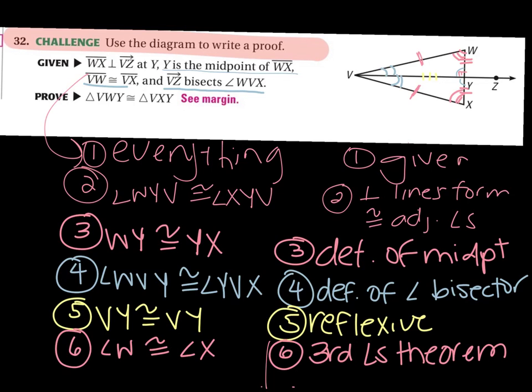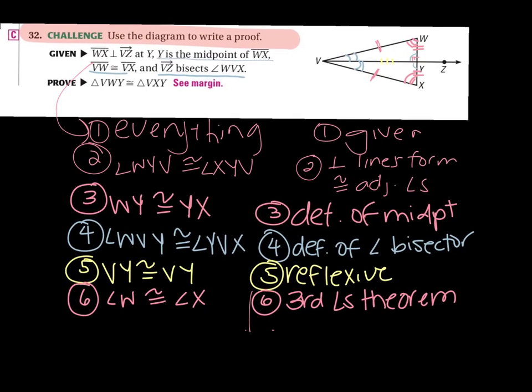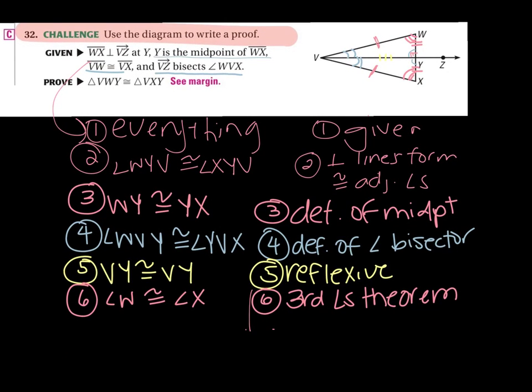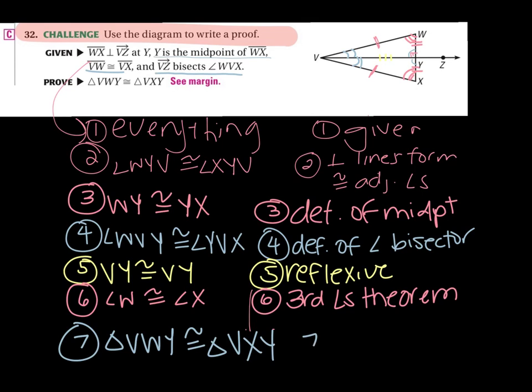And now I've proved that all three pairs of sides are congruent, all three pairs of angles are congruent, which is enough to state that triangle VWY is congruent to triangle VXY. And that would be the definition of congruent triangles. And that's it.